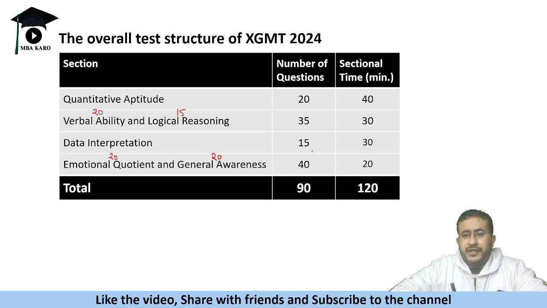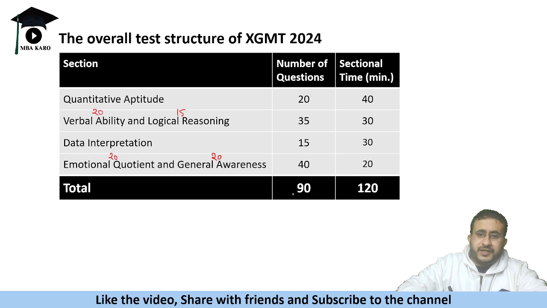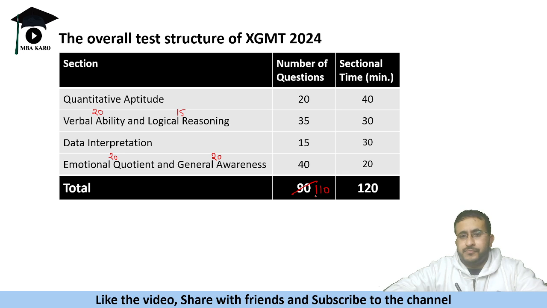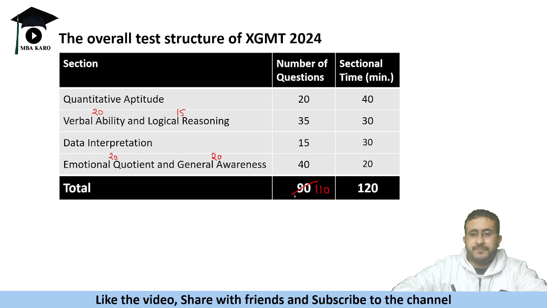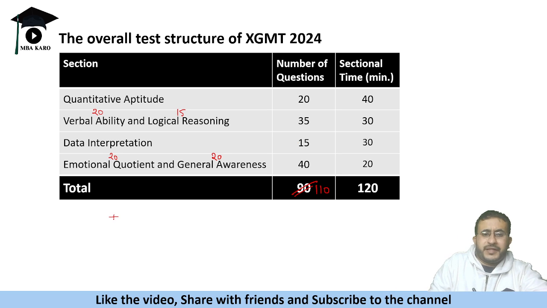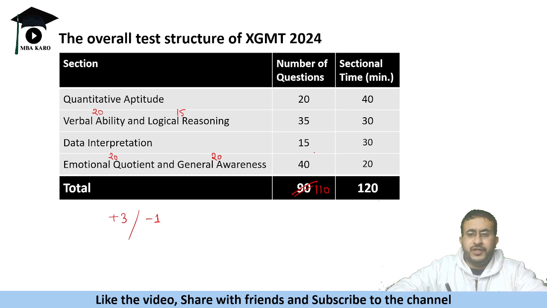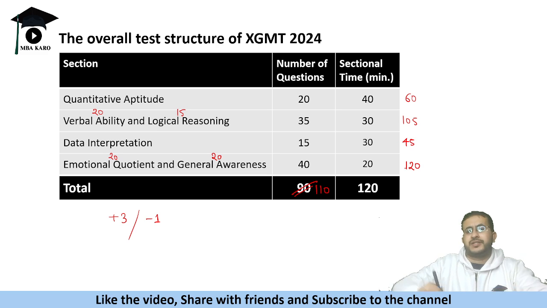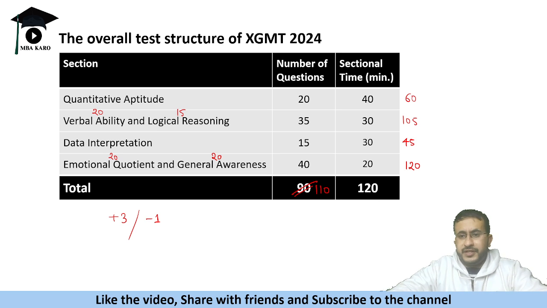So all in all, there were 110 questions, and the timing was 120 minutes. If I talk about the marking, it is plus 3 minus 1: 3 for every correct answer and minus 1 for negative. So maximum 300 marks. The section wise marks are 60, 105, 45 and 120 marks. So total 110 questions to be done in 120 minutes.